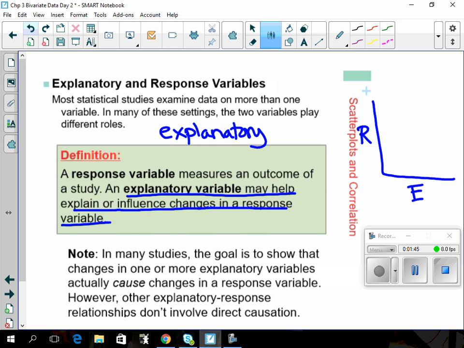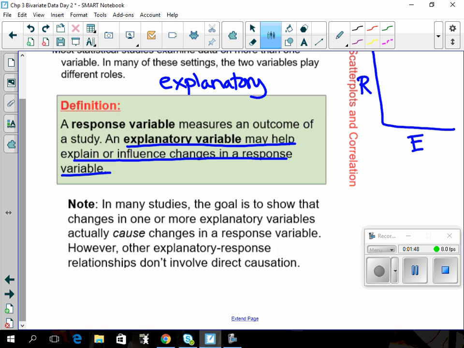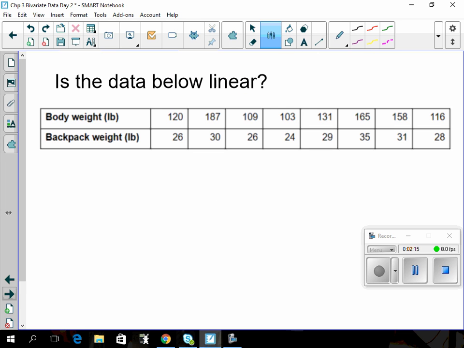So look at the note here. It says in many studies, the goal is to show that the changes in one or more explanatory variables actually cause changes in a response variable. Okay. We can't do that. We can't say just because these two things are related that one causes the other to happen, and we talked about that last time. So all we can say is that they are linearly related, is all we can really say.